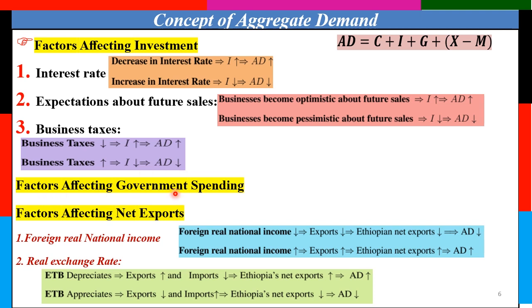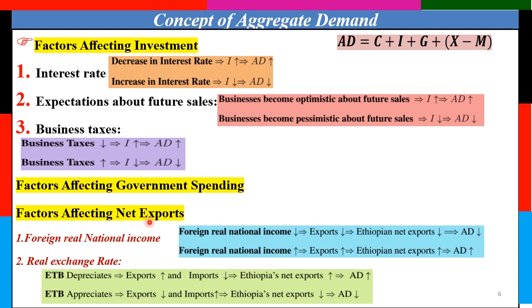Factors affecting government spending. The government spending can be affected by government policy, such as fiscal policy or monetary policy, or the government's priority, which it gives, let's say, to economic development or to a political issue. It depends on the government policy. Therefore, those variables can affect the government expenditure positively or negatively.